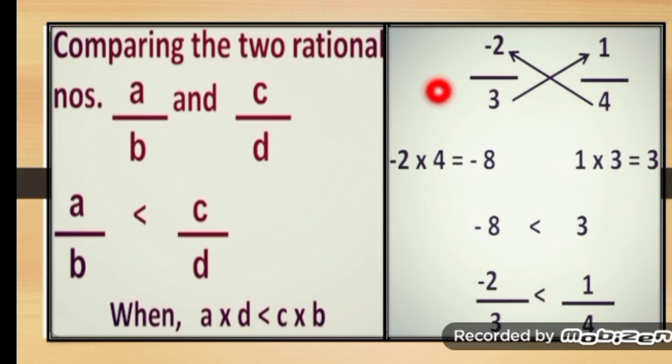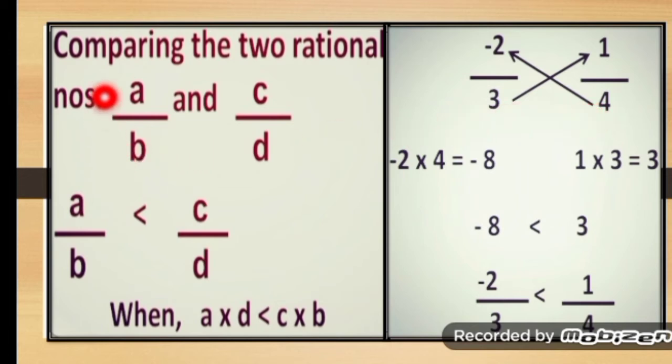Now see the next example. Here minus 2 by 3 and 1 by 4 are the rational numbers. We have to compare them. We will do the cross multiplication. 4 will be multiplied by minus 2 and 3 will be multiplied by 1. The products are minus 8 and 3. Now we will compare minus 8 and 3. As minus 8 is less than 3, the first rational number minus 2 by 3 will be less than 1 by 4.